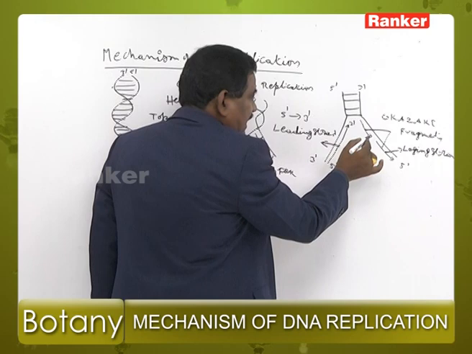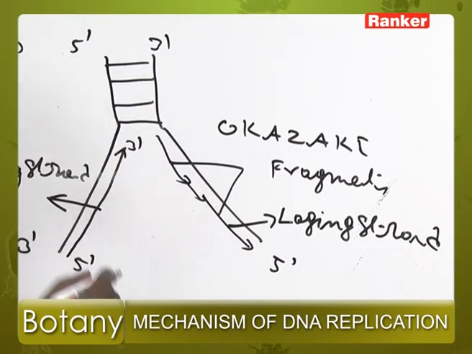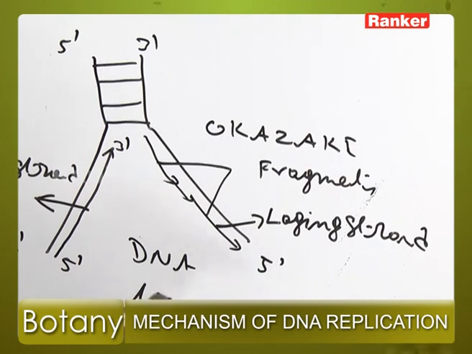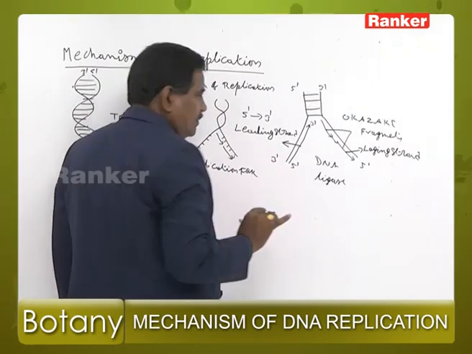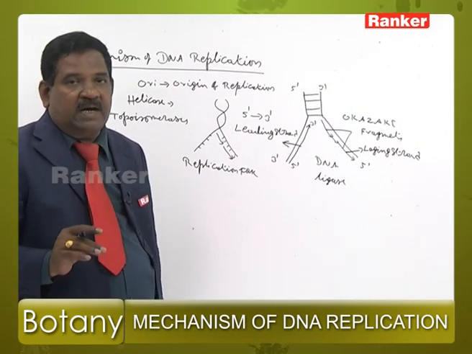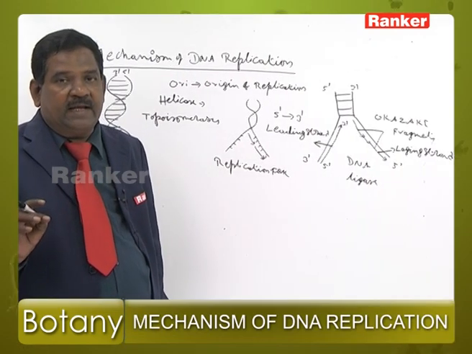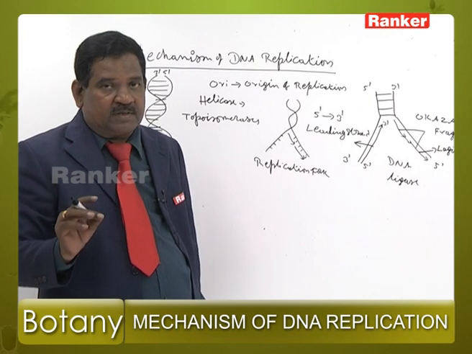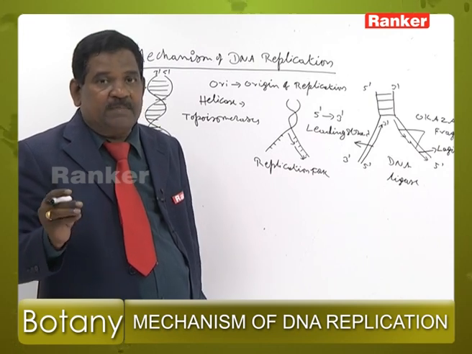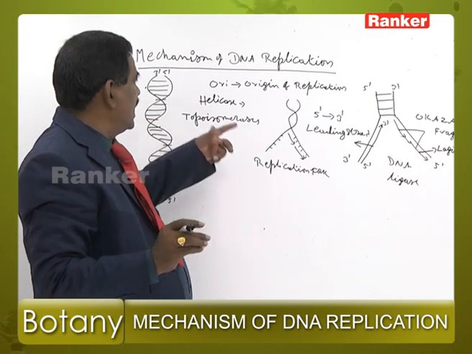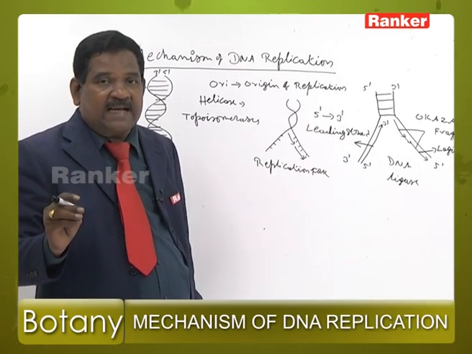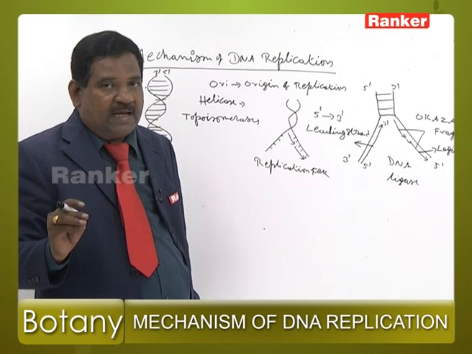They are connected by DNA ligase. Okazaki fragments are connected by DNA ligase. It is an energy consuming process. Energy is supplied by deoxyribonucleoside triphosphates, which besides acting as substrate also provide energy.